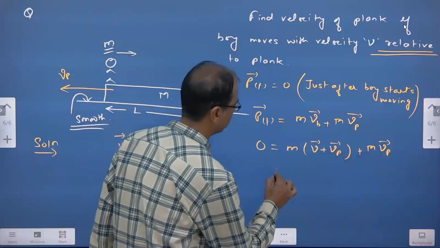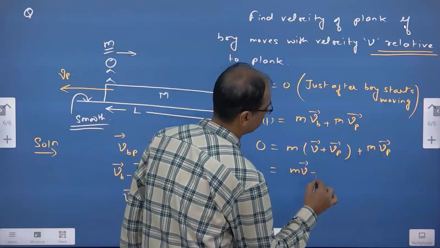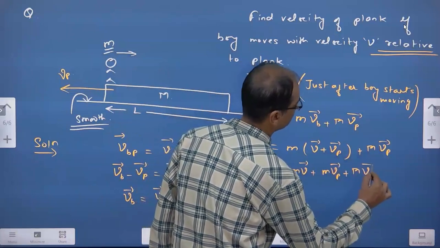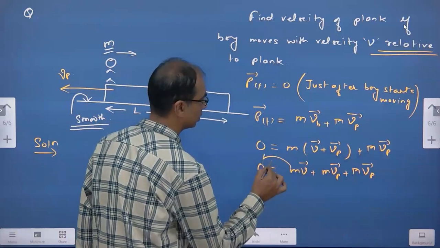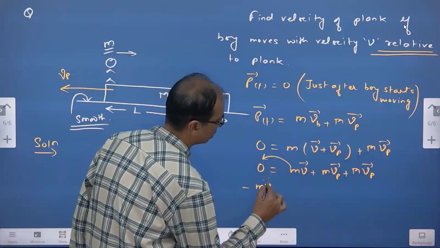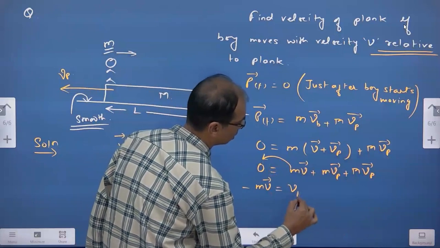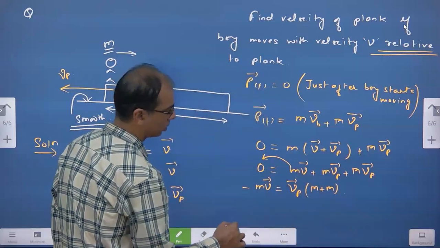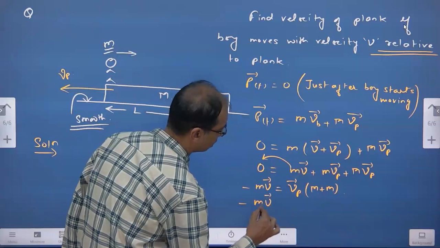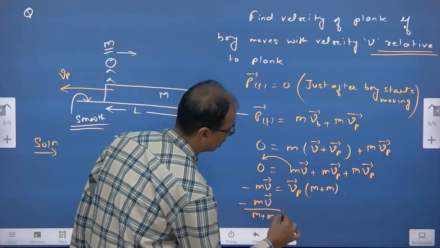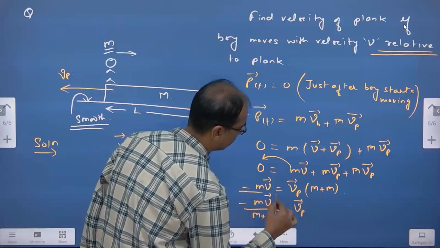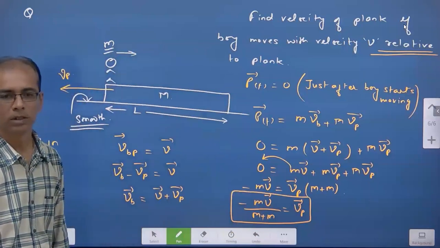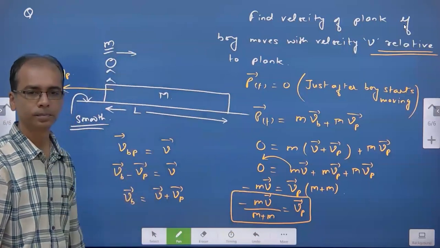So what we got? mv plus mvp plus MVp equals 0. Bring it here: minus mv. And on this side, vp you take common. It's m plus M. Then bring it down. So minus mv by (m plus M) equal to vp. That is what was asked from us. This is velocity of the plank. Did you understand? This was the new thing. Is this clear?